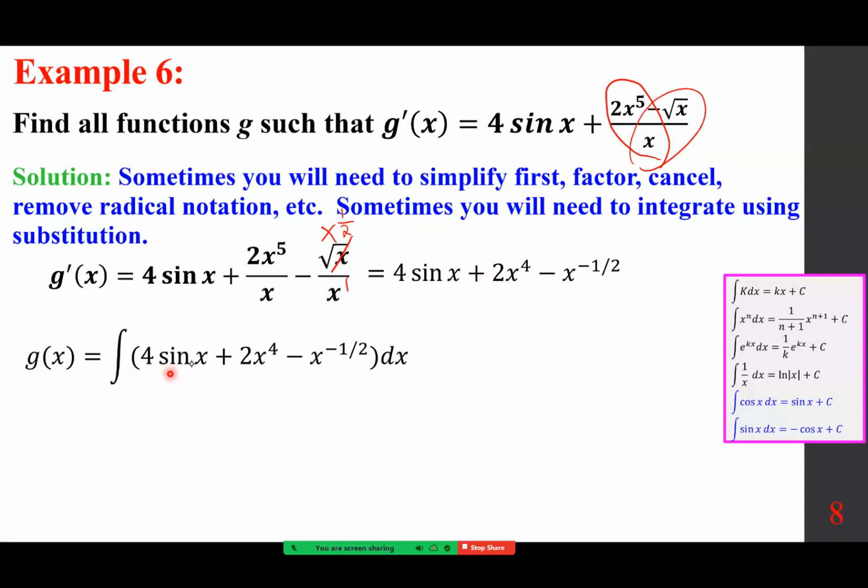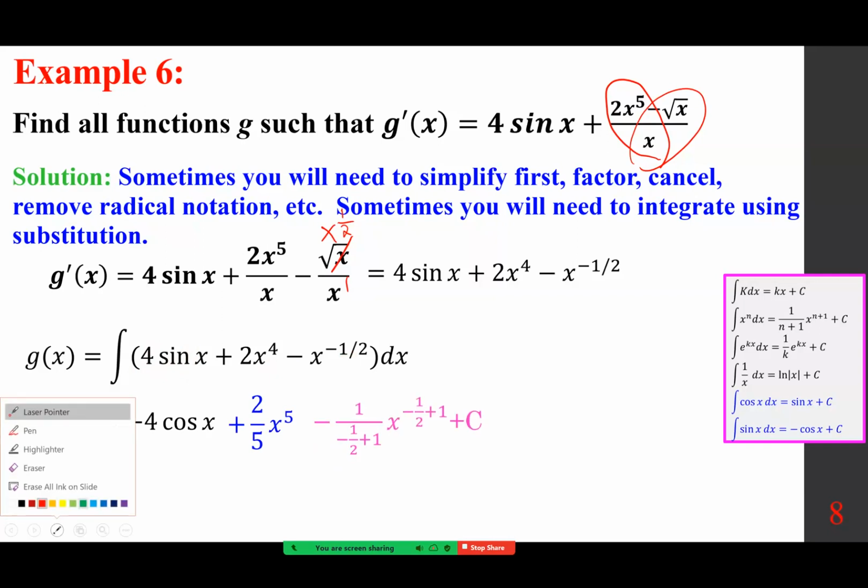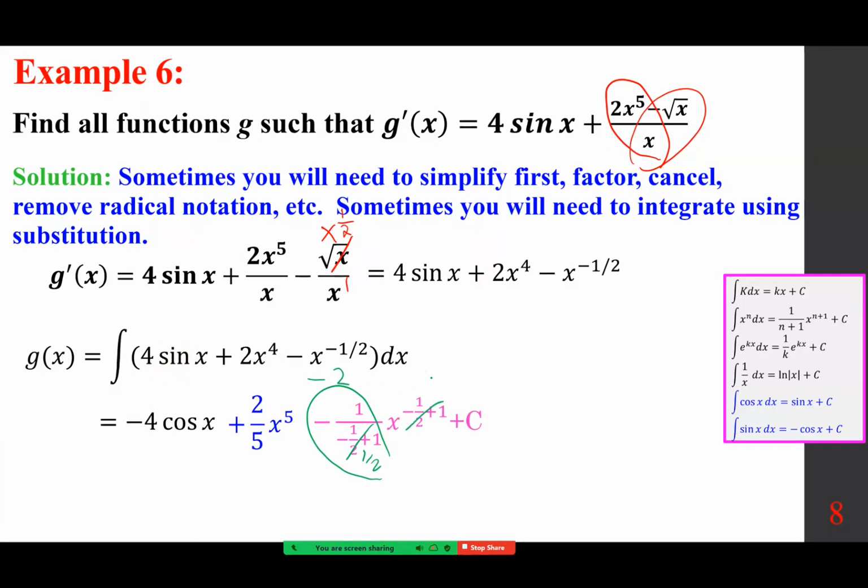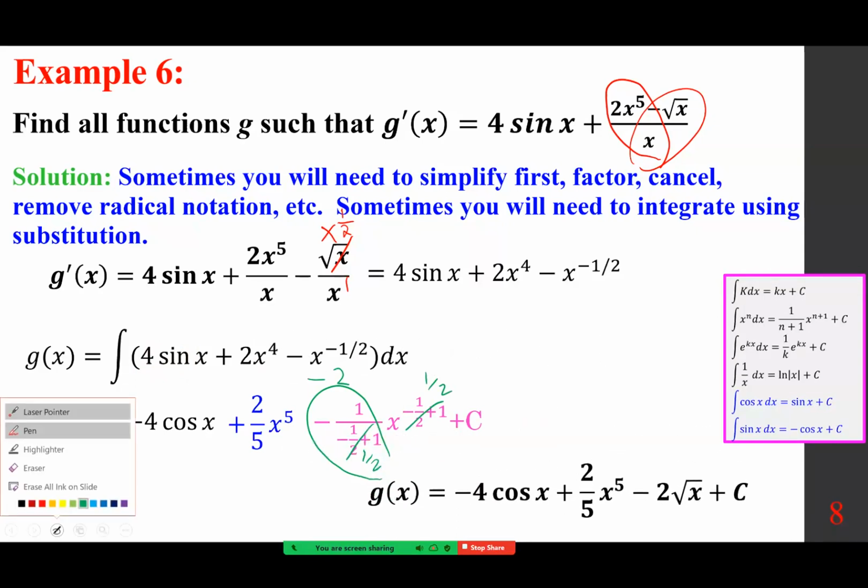Four times sine gives you negative cosine, so minus 4 cosine x. Then 2 over 5 x to the power of 5, minus 1 over negative 1 half plus 1 x to the power of negative 1 half plus 1, and a constant. We know negative 1 half plus 1 is positive 1 half. So this whole thing is minus 2. And we rewrite the whole thing and we are done. I'm going to write this as square root of x. So minus 4 cosine x plus 2/5 x to the power of 5 minus 2 square root of x plus a constant is the final answer.